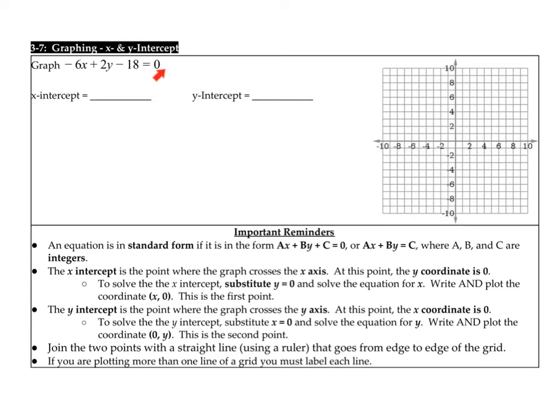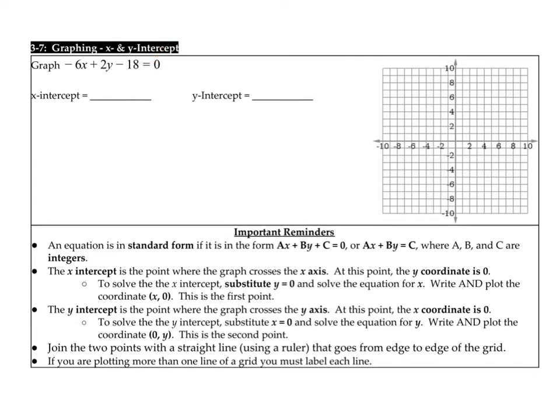In the rearranging lesson, you looked at a way of taking this standard form and rearranging it into y equals mx plus b form so that you can graph it. What we're going to show you here is a way that you could graph this without having to rearrange it, and that is graphing using the x and the y intercepts.